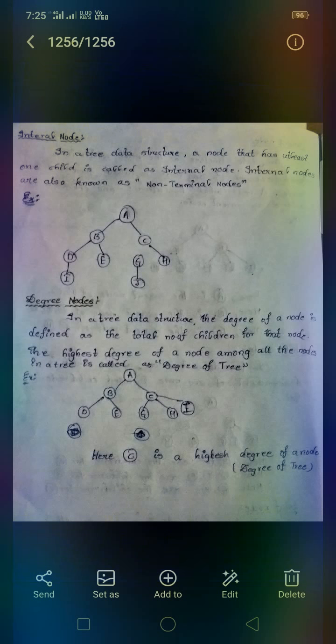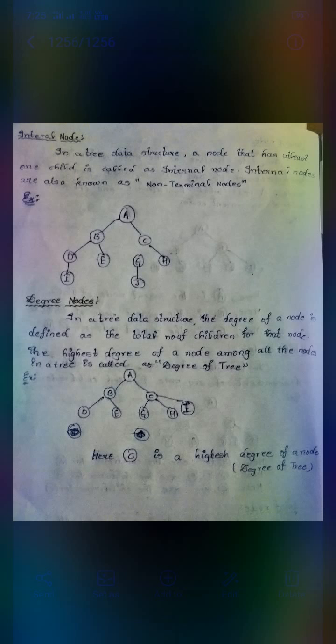Next, internal node. In a tree data structure, a node that has at least one child is called an internal node. An internal node is also called a non-terminal node. At least one child means one or more than one. Here E, H don't have any children, so these are not considered internal nodes. The remaining are all internal nodes because they have at least one child.